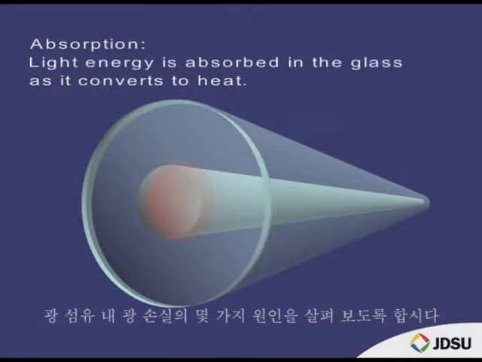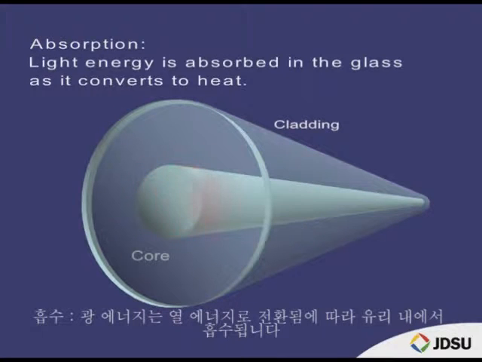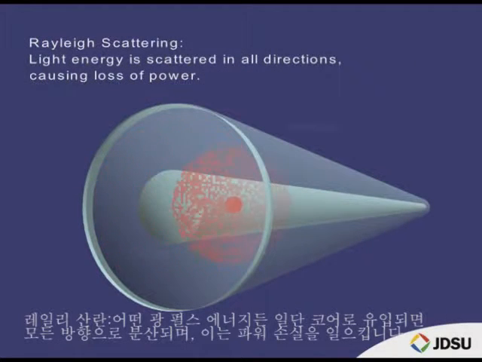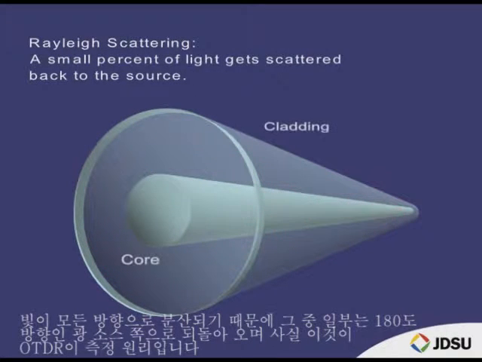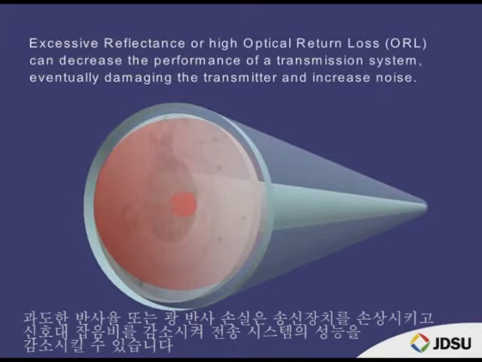Let's take a look at a few of the causes of light loss in fiber optics. Absorption: light energy is absorbed in the glass as it converts to heat. Rayleigh scattering: light energy is scattered in all directions, causing loss of power. Since the light is scattered in all directions, a small percentage is directed 180 degrees back to the source. This, in fact, is what an OTDR measures.